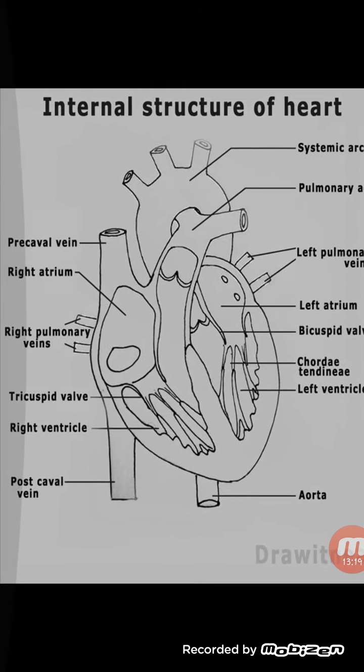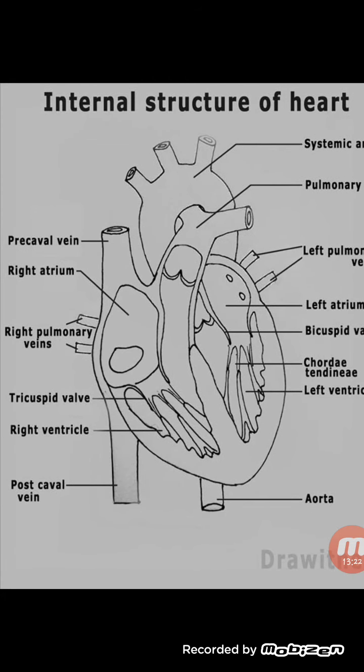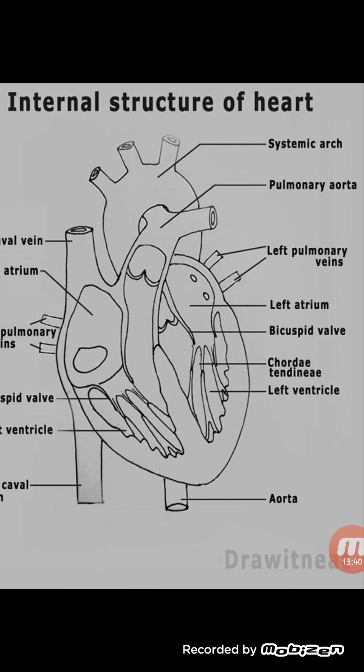Okay, this is right atrium, this is left atrium. Right atrium opens into right ventricle through right atrioventricular opening. This is guarded by tricuspid valve. Coming to this side, left atrium opens into left ventricle through left atrioventricular opening. This is guarded by bicuspid valve. Okay, so this is about ventricles.